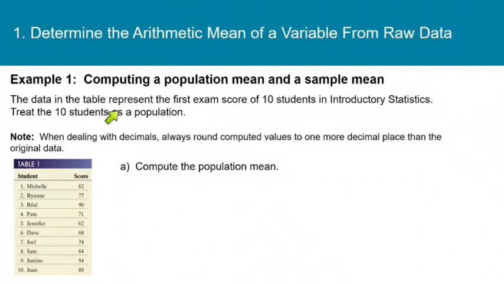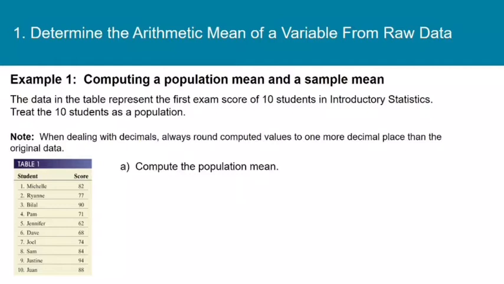This says the data in the table represent the first exam score of 10 students in introductory statistics. Treat the 10 students as a population. And note this, when dealing with decimals, always round computed values to one more decimal place than the original data. Now, if it comes out whole, we can leave it whole, but if it comes out with decimals and we have to round, we will round to one more place than what the data had. This data has no decimal places, therefore our answer can have up to one decimal place.